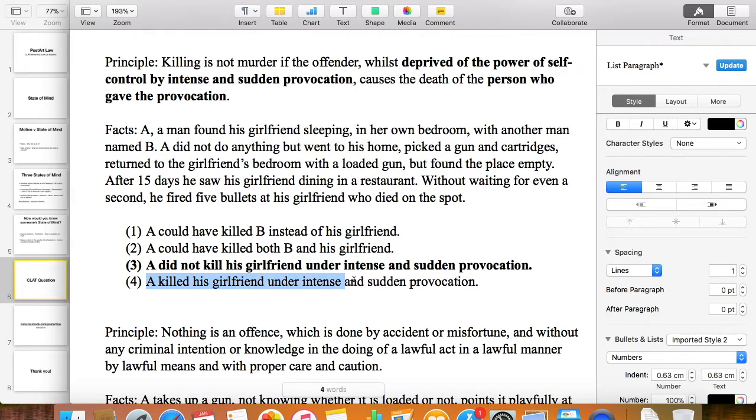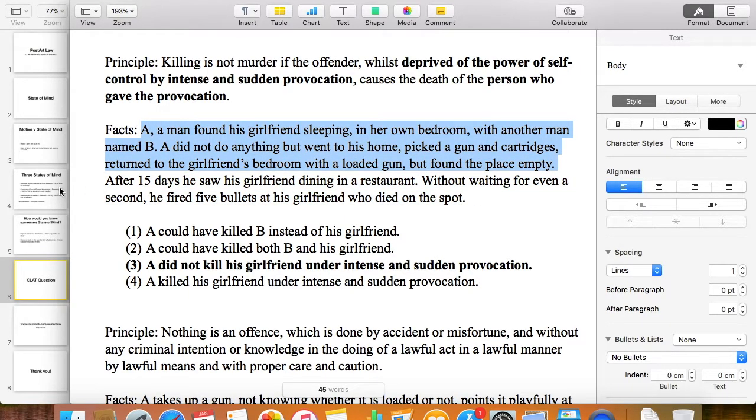So now let's look at this. A killed his girlfriend under grave or sudden provocation, and the third option is A did not kill his girlfriend under grave or intense and sudden provocation. It's possible for you to think that it is under intense or sudden provocation, but reasonably thinking, it's unlikely that people would consider this intense and sudden provocation. Intense and sudden provocation is supposed to be a very emotional event, and there has to be a proper provocation. It cannot be anything whimsical. A proper provocation means an emotionally taxing event, and seeing your girlfriend in a restaurant 15 days after she cheated on you is emotionally taxing, but it's not taxing enough to be considered intense and sudden provocation.